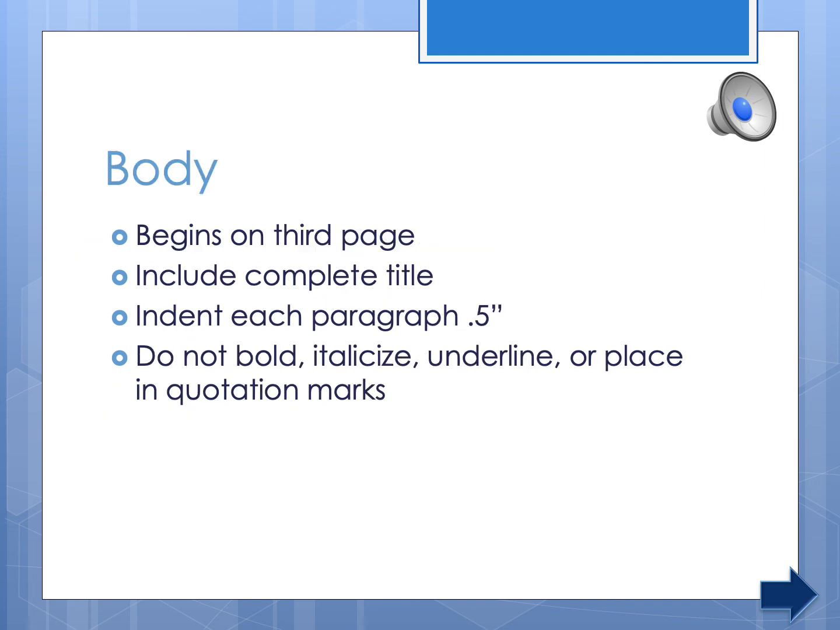The body of your paper begins on the third page. At the top of your page, type the complete title of your paper. Then proceed typing your information. Each paragraph should be indented 1/2 inch. To do this, simply tab in at the beginning of each paragraph. Do not include any additional formatting for your paper unless required by APA headings. After you're done typing your paper, insert a page break to move to the next page. Click the arrow to advance to the next slide.